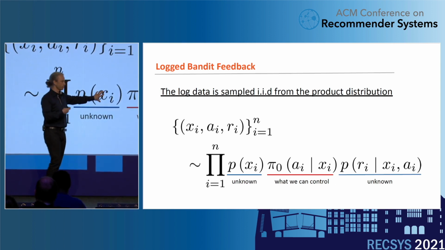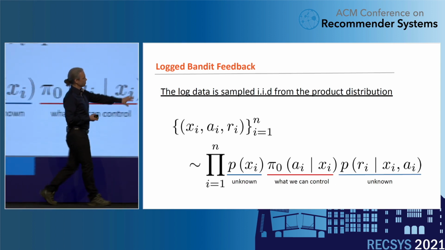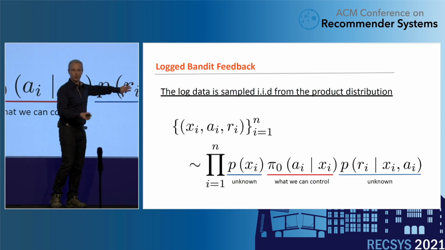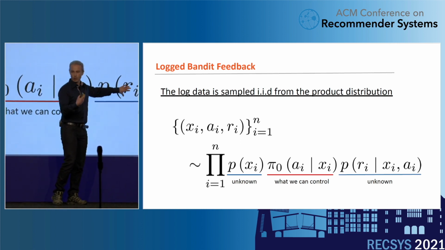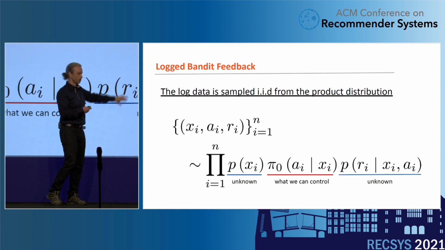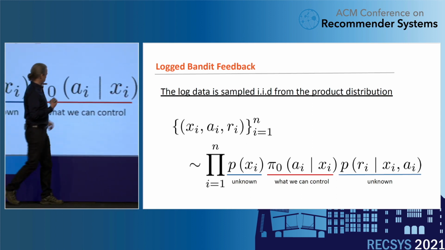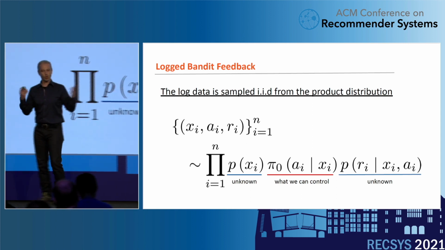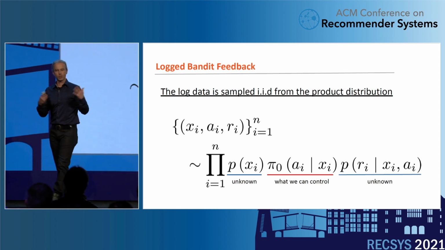Our users come in, right? This distribution we also don't know. Our users give us reward, but we can observe what users do. This thing we control, right? That's the action, that's our system that we've built. We control this. This is our policy.